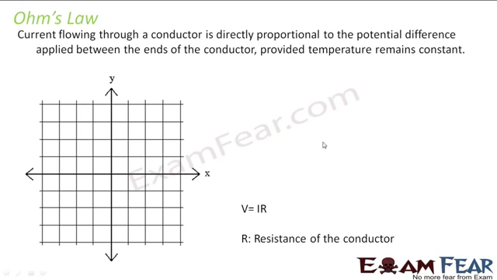Ohm was a scientist who performed an experiment, and from his experimental observation he found that as the potential difference between the ends of a conductor increases, the current flowing through the conductor also increases. So he said that the current flowing through a conductor is directly proportional to the potential difference applied between the ends of the conductor, provided temperature remains constant.